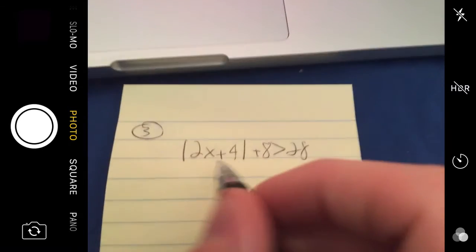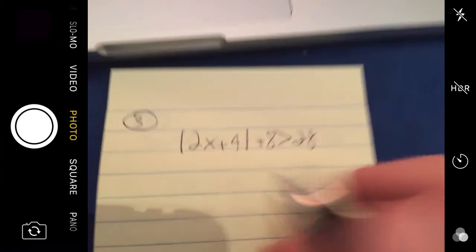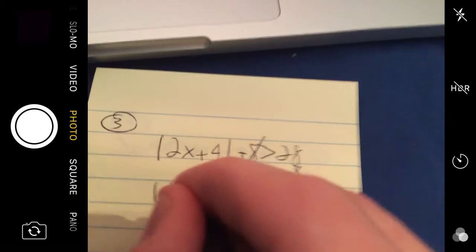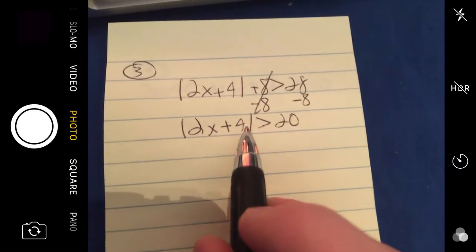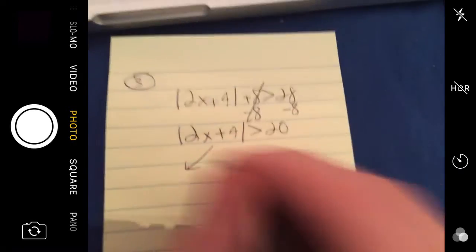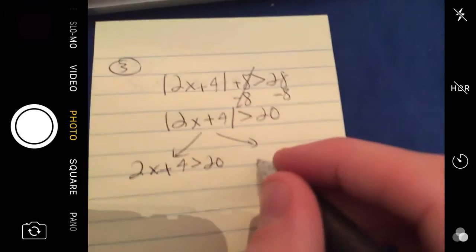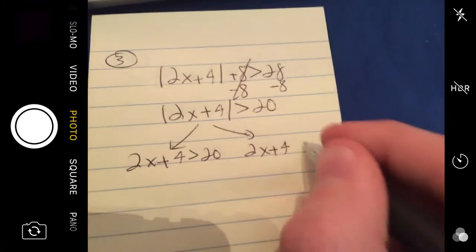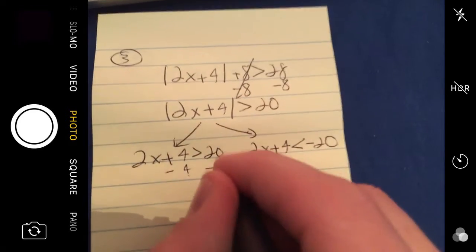Number 3. Okay, it's another absolute value inequality, but I need to see the absolute value is not by itself yet, though. I need to move this 8. What's the opposite of plus 8? Okay. So now I have this. That's 20. So I have 2x plus 4. Okay, now I've got the absolute value by itself, nothing else on the left side. Split in two cases. So I got 2x plus 4 is greater than 20, as is. Second one, do 2x plus 4 less than -20. That's the trick. And then just solve both of these.